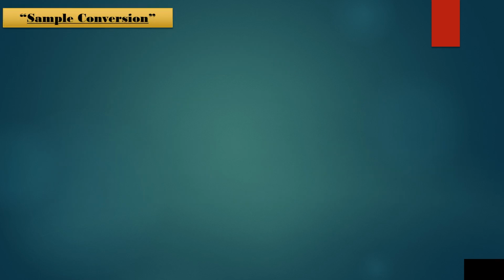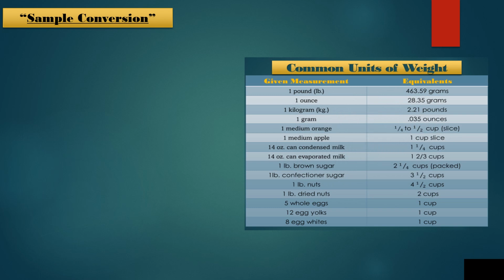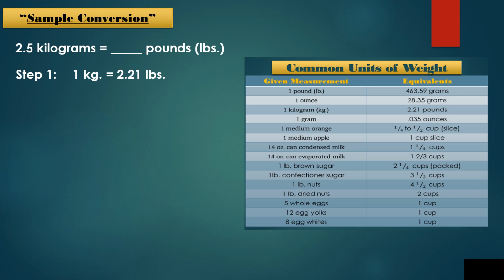Okay, so sample conversion. Nandito yung ating common units of weights, yung ating table. And then, 2.5 kilograms is equal to how many pounds. Ngayon, step number 1 natin is to identify the value that will be used in conversion. So, 1 kilogram is equivalent to 2.21 pounds.